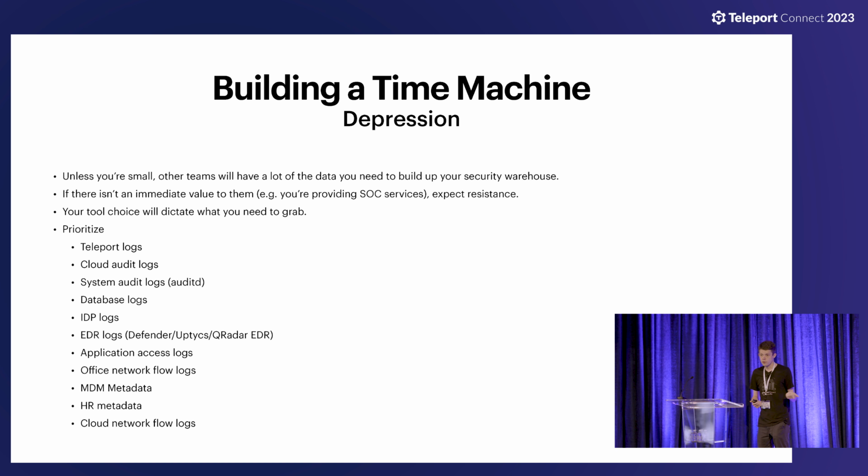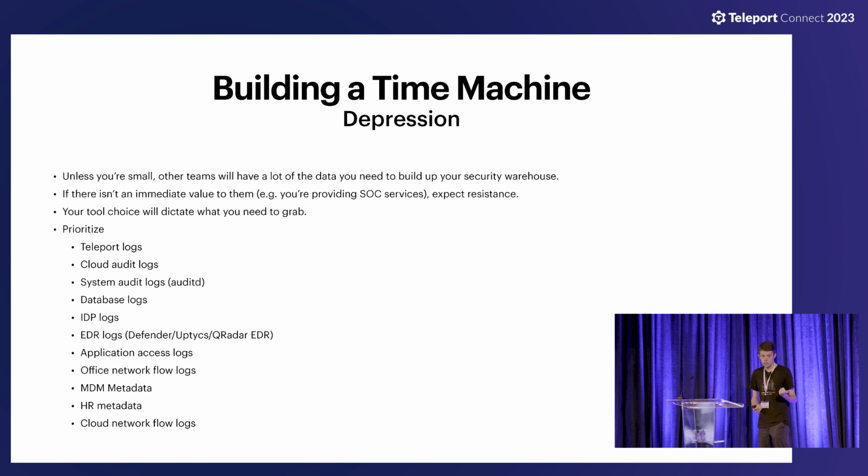I'd suggest grabbing server audit log next. So this will be coming from auditd essentially. You're going to want your database access logs, then your identity provider access logs. So again, if you're in Google, it's your G Suite logs. If you're using something like Okta or IBM Security Verify, it'll be logs from that platform. If you're in AD, it's your AD logs. Those are really great to have.